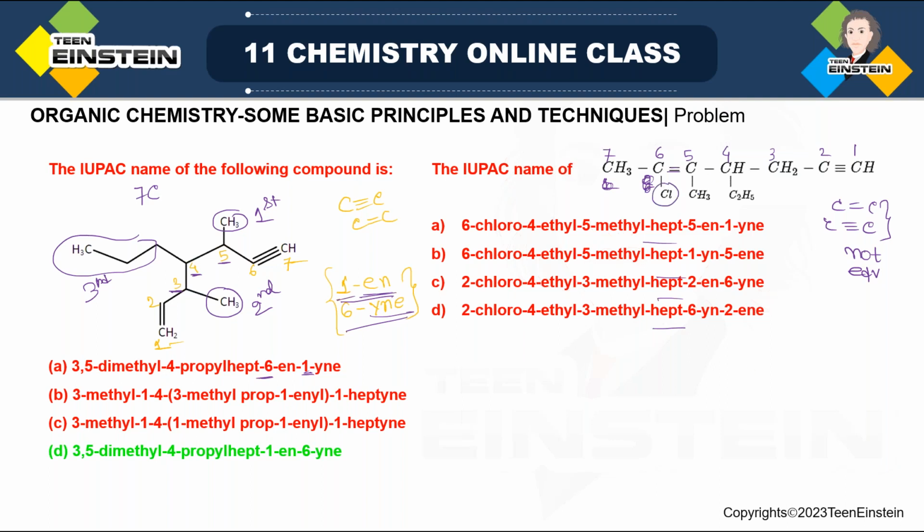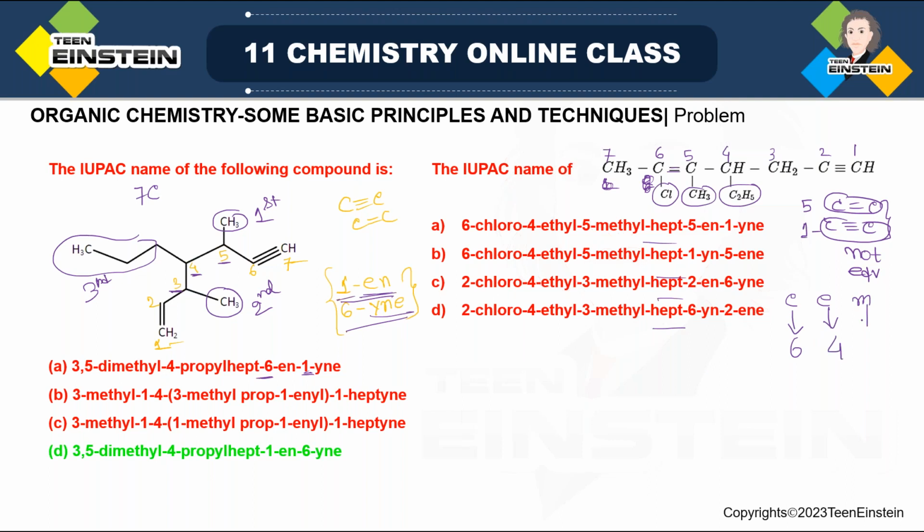Now we have a total of 3 different substituents. We have methyl, we have ethyl, and we have chloro. Chloro should be first because it is C, then E, and then M for methyl. Chloro, ethyl, methyl. And it is hept. After hept, it should be yne. But yne is at 5 position. Yne is at 5 position. Ene is at 1 position. So 5-yne, 1-ene, and 6-chloro.